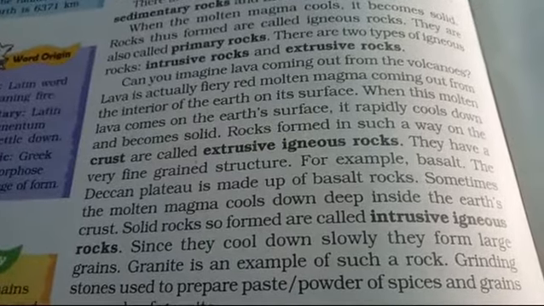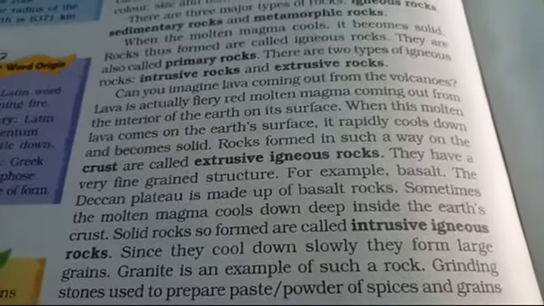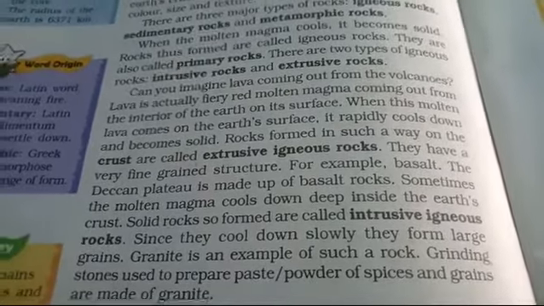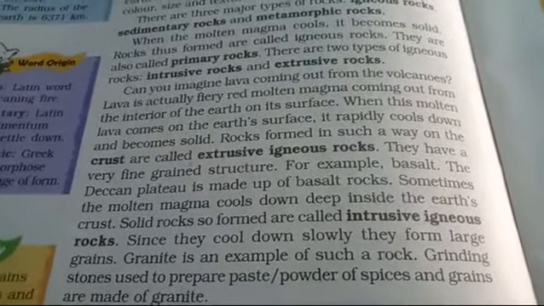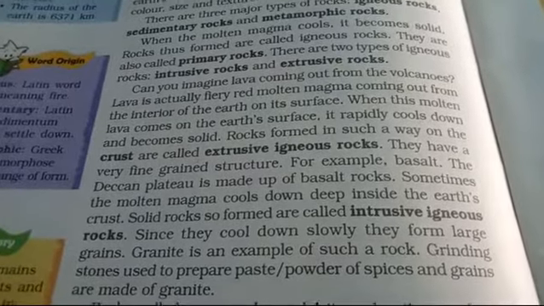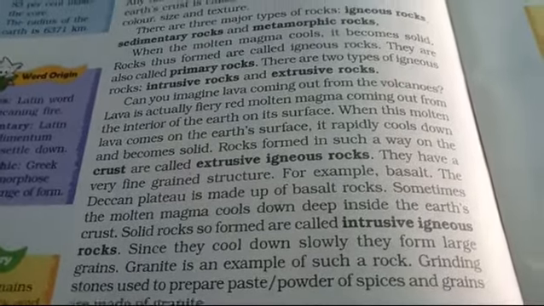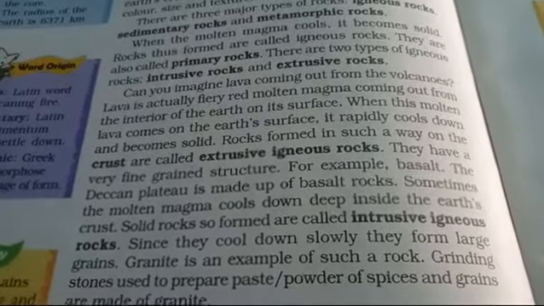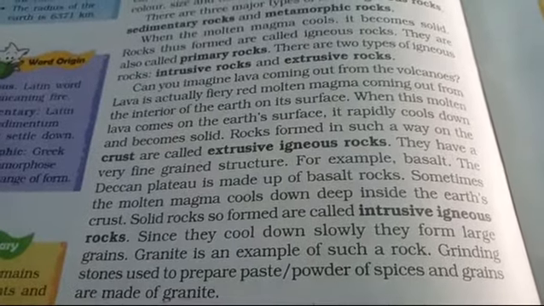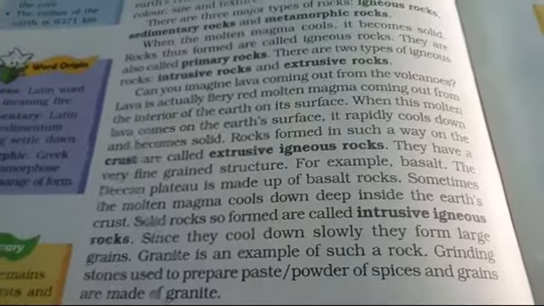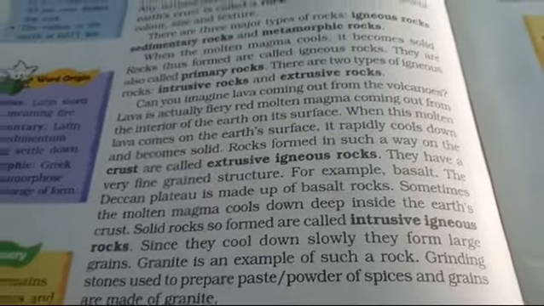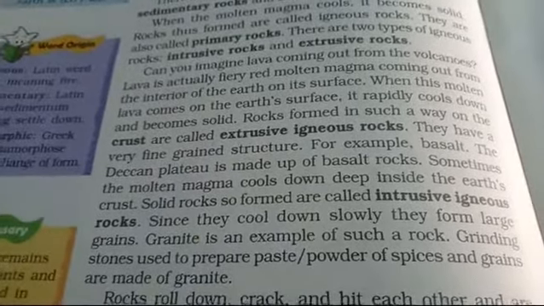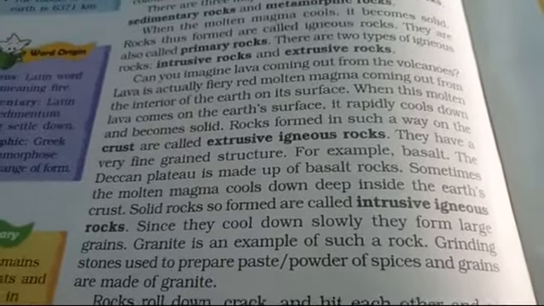They have a very fine grained structure. For example, basalt. The Deccan Plateau is made up of basalt rocks. And where do we find basalt rocks? On the Deccan Plateau. On the south side, like Hyderabad, Bangalore, on that side we find the Deccan, and the basalt is also there.